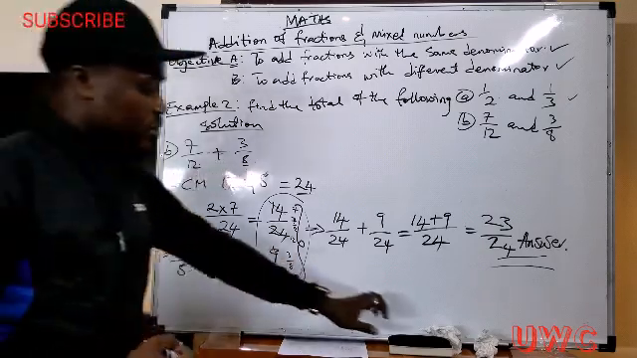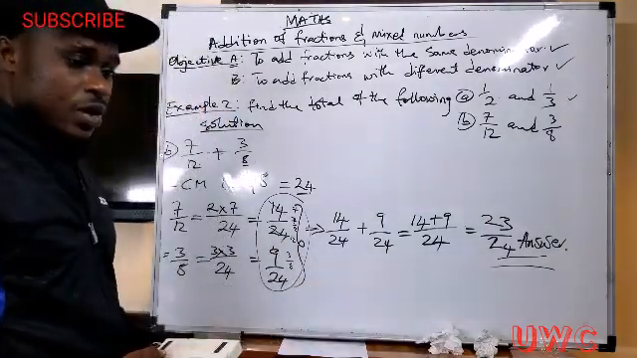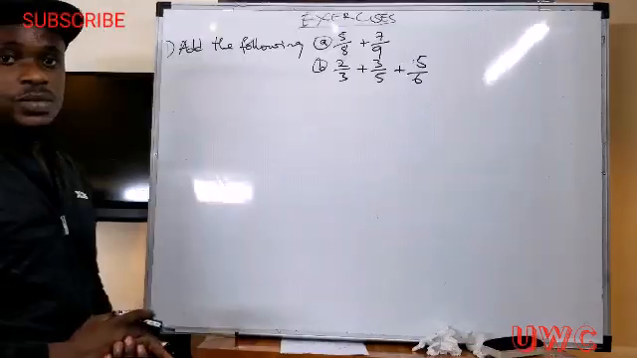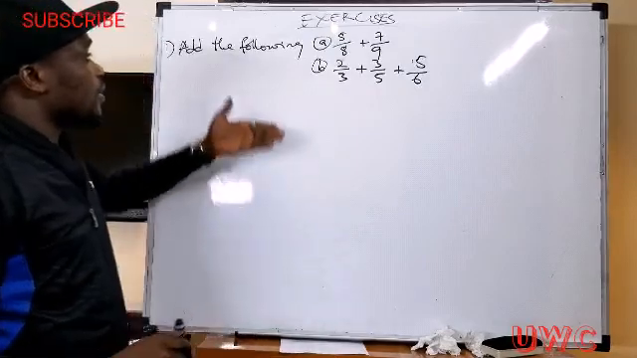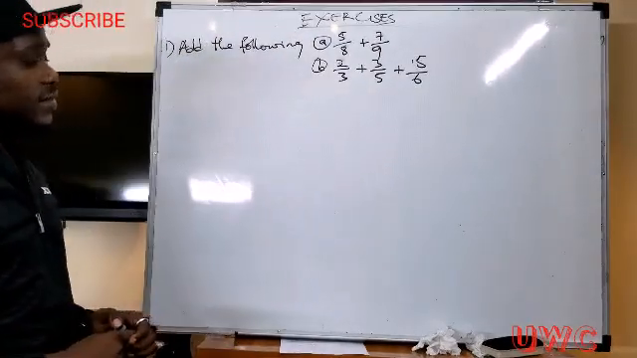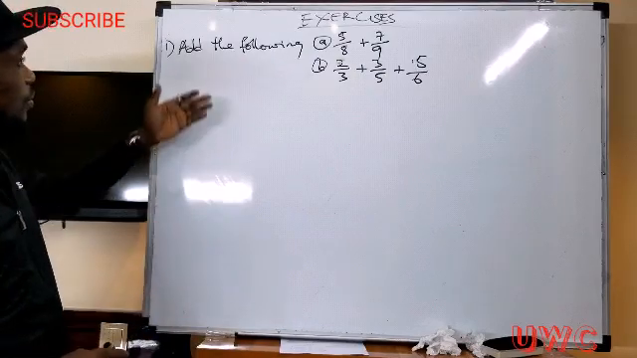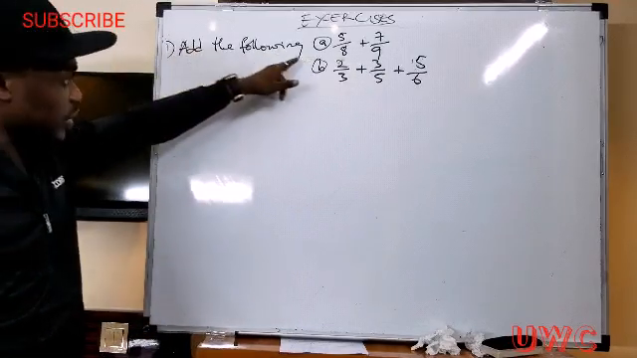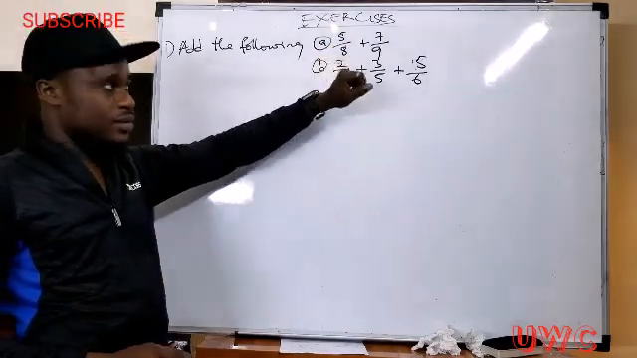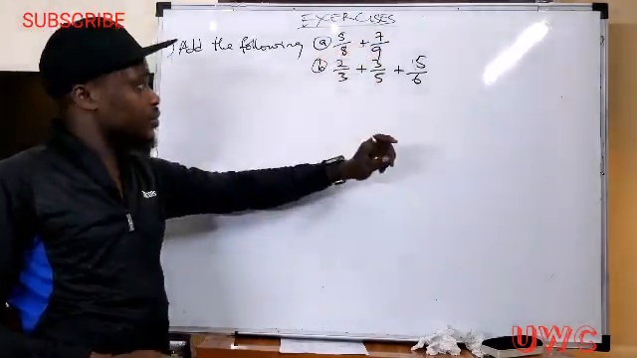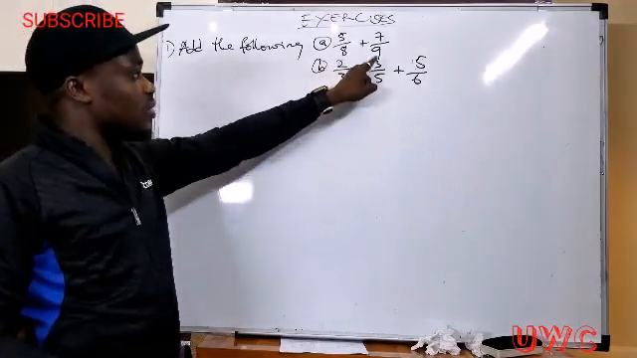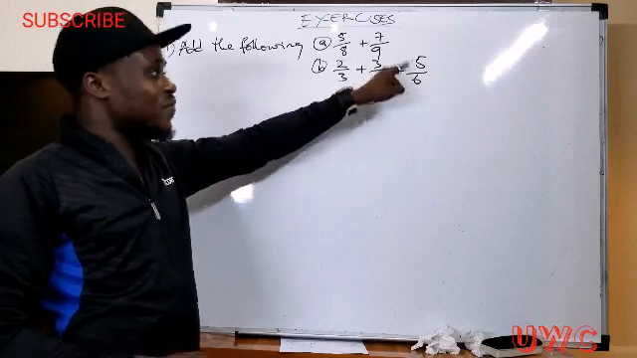I'll give a take-home exercise which you try at home. We shall be solving it in the next class. Please ensure that you try this exercise at home. This I said, add the following. A, 5/8 plus 7/9. And the B, 2/3 plus 3/5 plus 5/6.